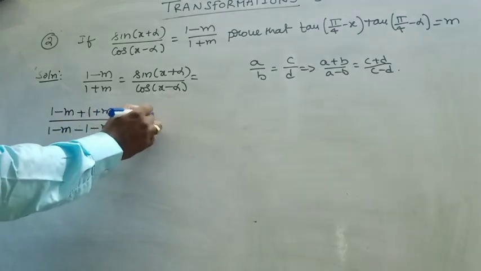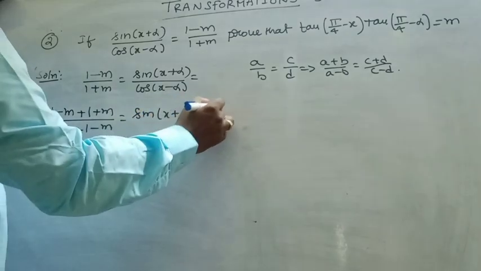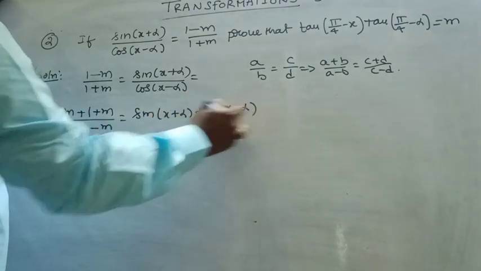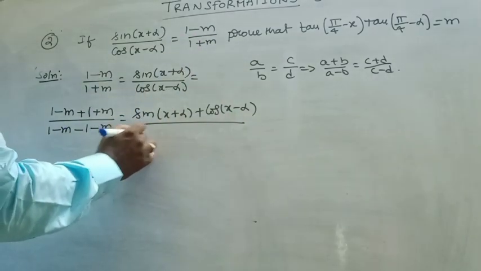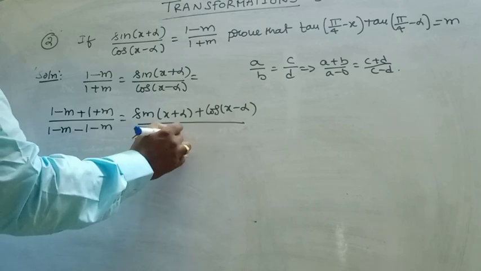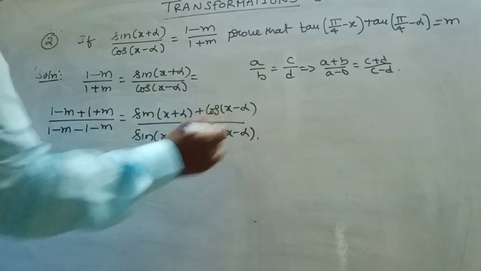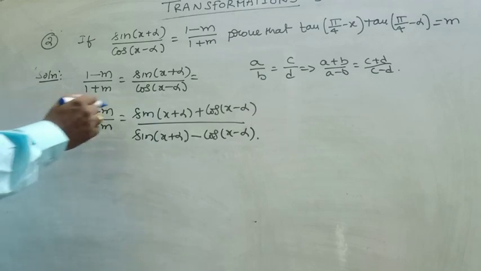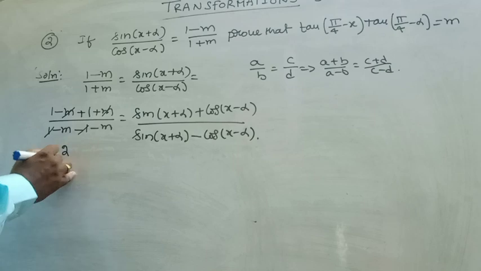This is equal to sine (x plus alpha) plus cos (x minus alpha), right? Because this is something like a plus b by a minus b, and this is now sine (x plus alpha) minus cos (x minus alpha), like this, right? Fine. This is now minus m plus m will cancel, 1 minus 1 will cancel. Now this is 2 by minus 2m, like this.